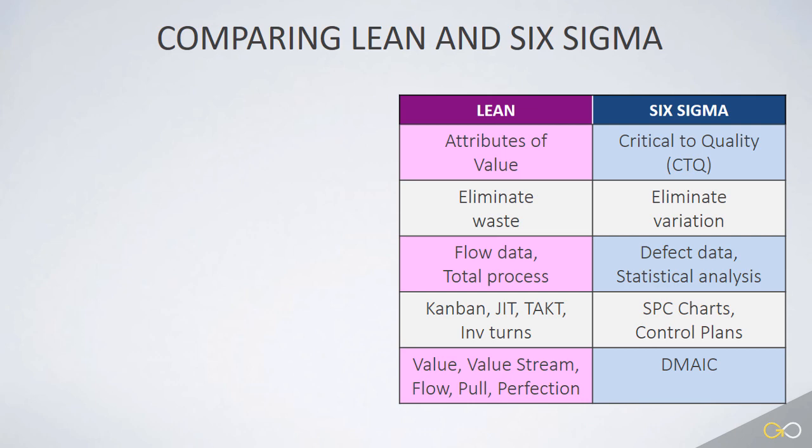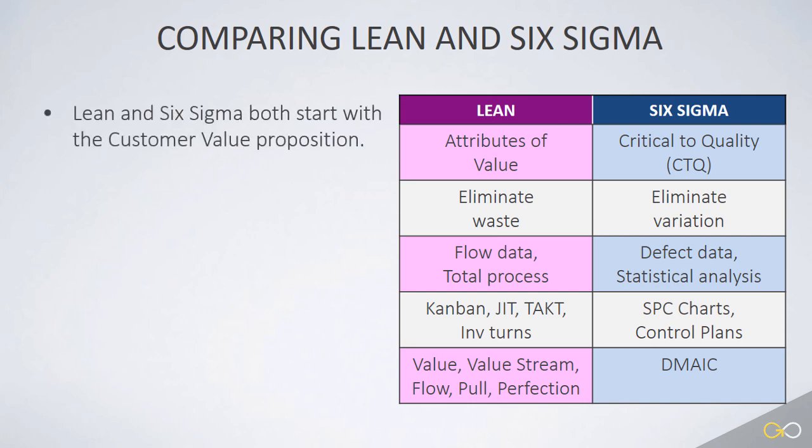Let's do some comparisons. Lean and Six Sigma both start with a customer value proposition. We'll spend more time on this in later sessions, but the point right now is that both of them start with the customer, and they let the customer define the ultimate success or failure of the project. Lean uses attributes of value, and Six Sigma uses critical to quality.